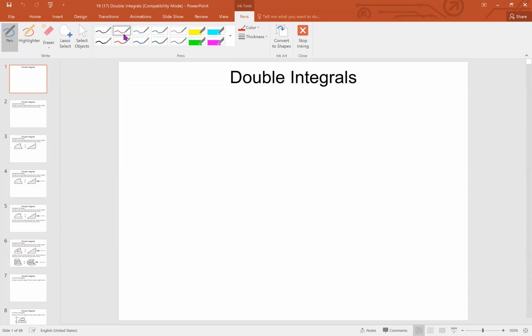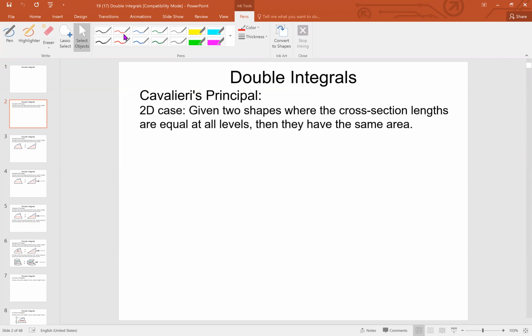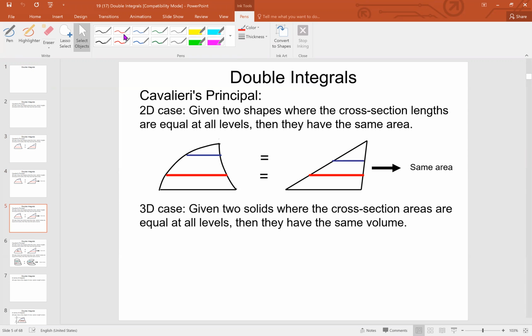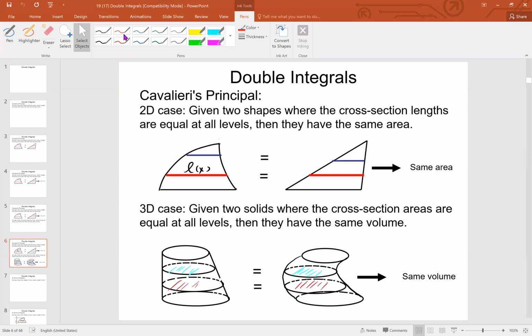We had Cavalieri's principle, basically saying if the cross-sectional lengths of two shapes are the same, then they have the same area. And similarly for solids, if the cross-sectional areas are the same, then the volumes of the two solids are the same.